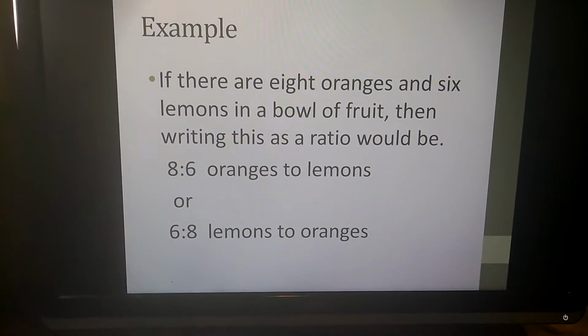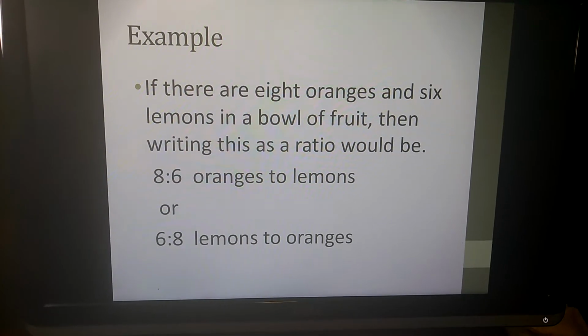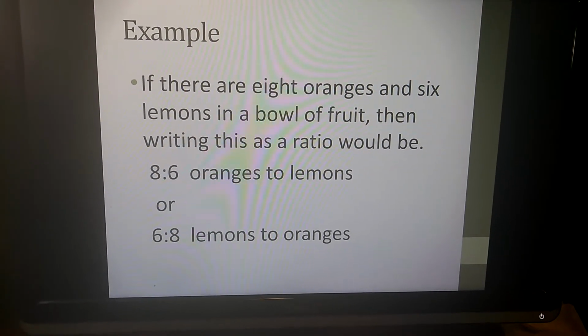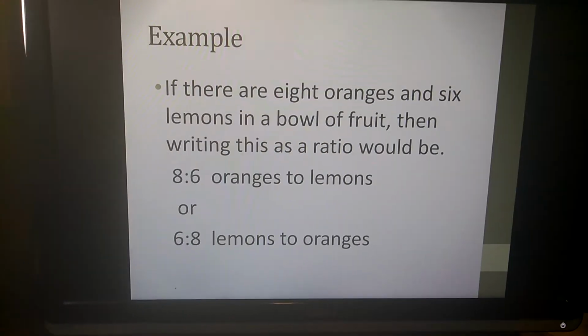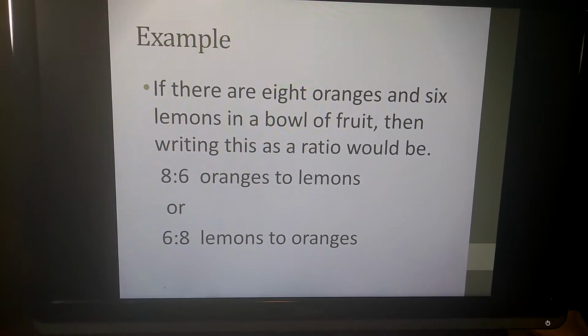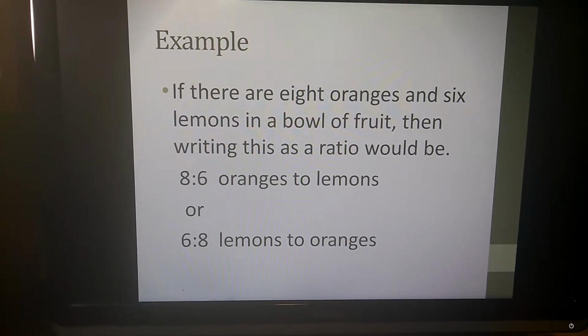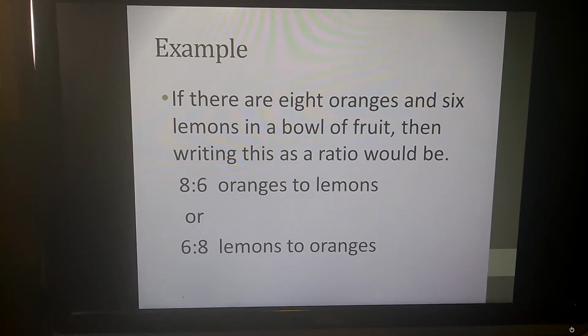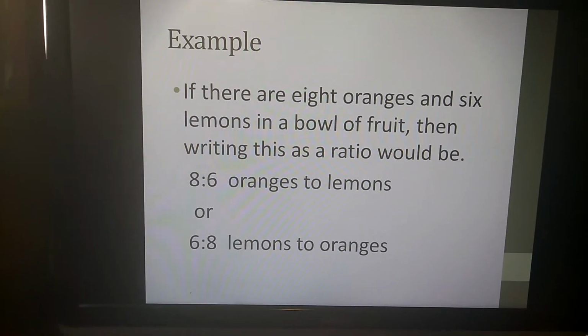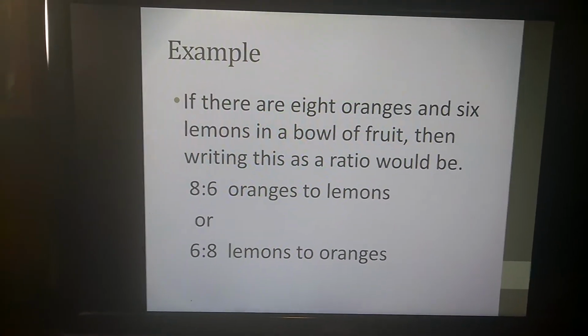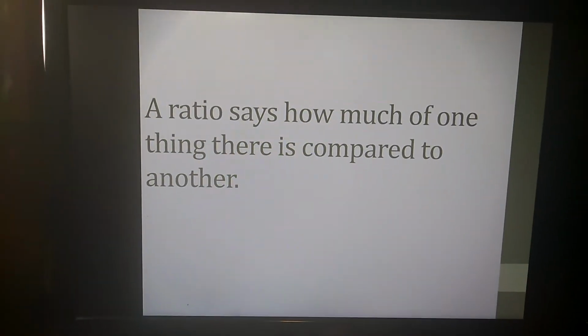So, for example, if there are 8 oranges and 6 lemons in a bowl of fruit, then writing this as a ratio would be like saying 8 to 6, oranges to lemons, or 6 to 8, lemons to oranges. Either way, it's still the same thing. So the two dots is the same thing, whether you say 8 to 6 or 6 to 8. So those are usually how ratios are seen.